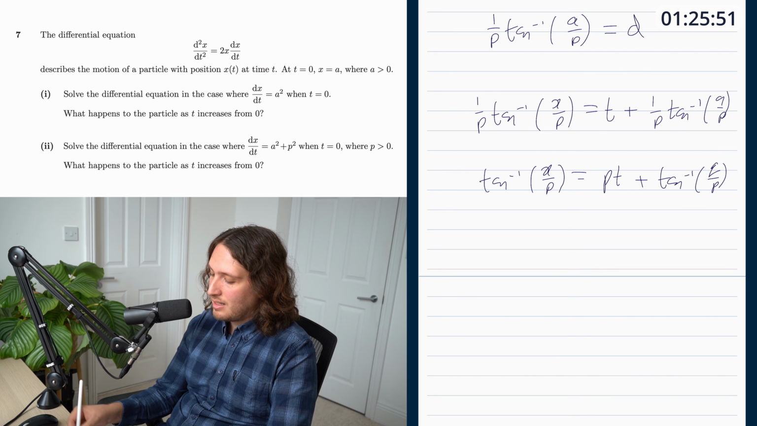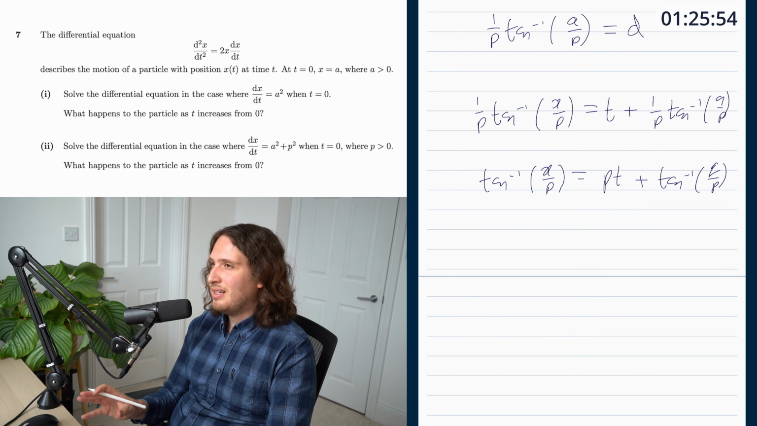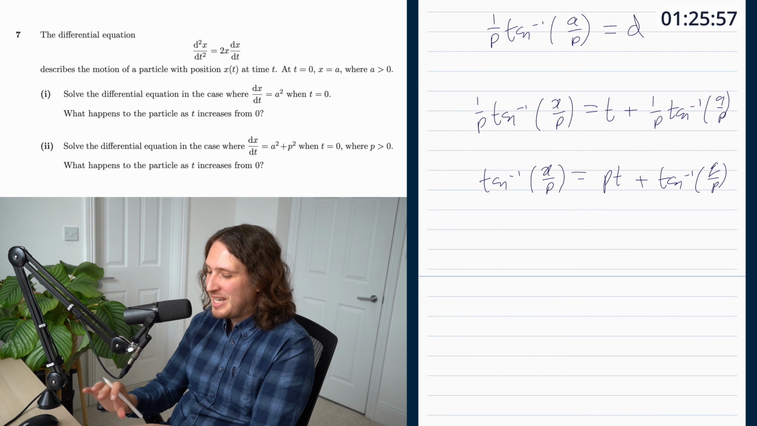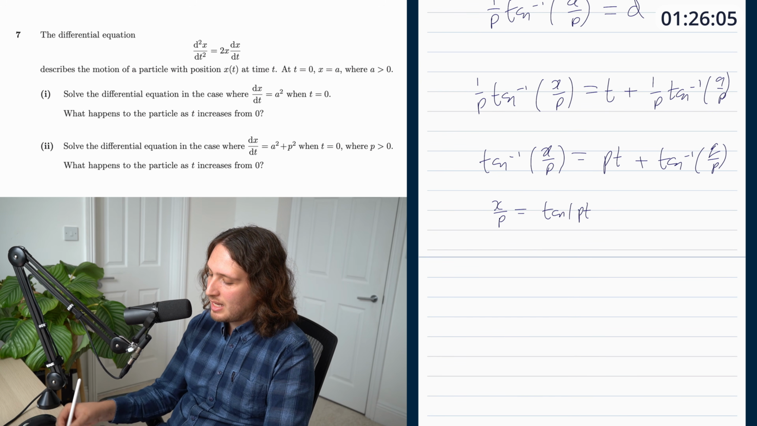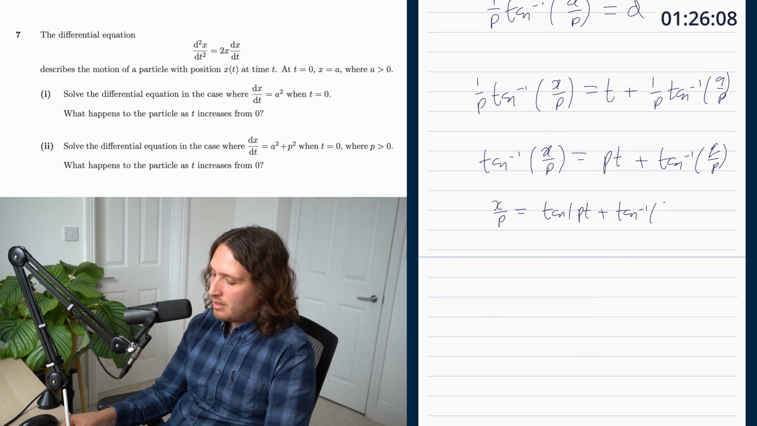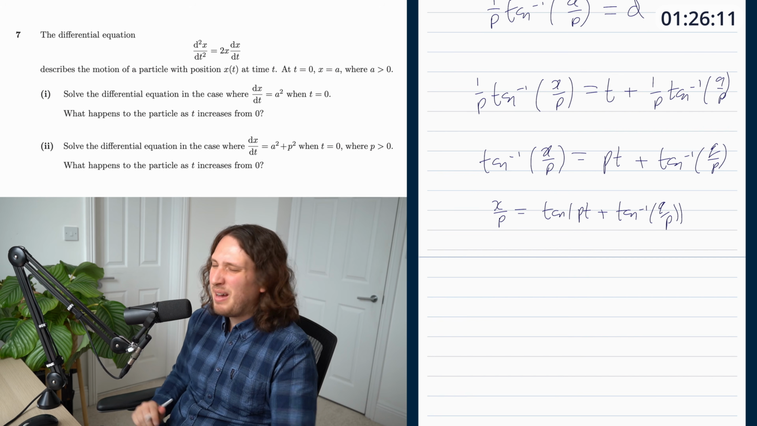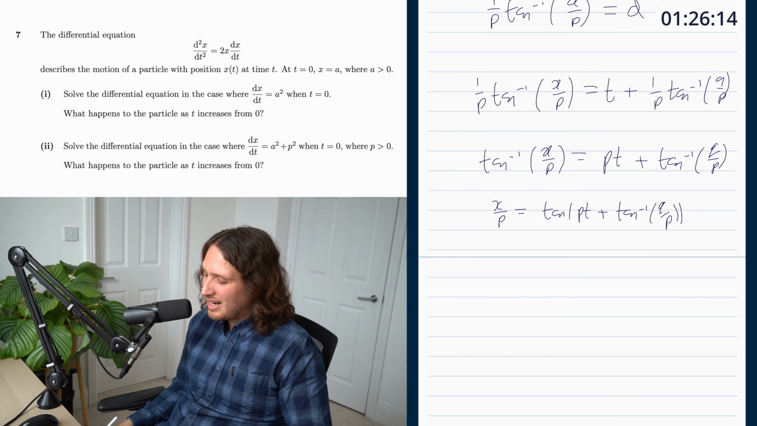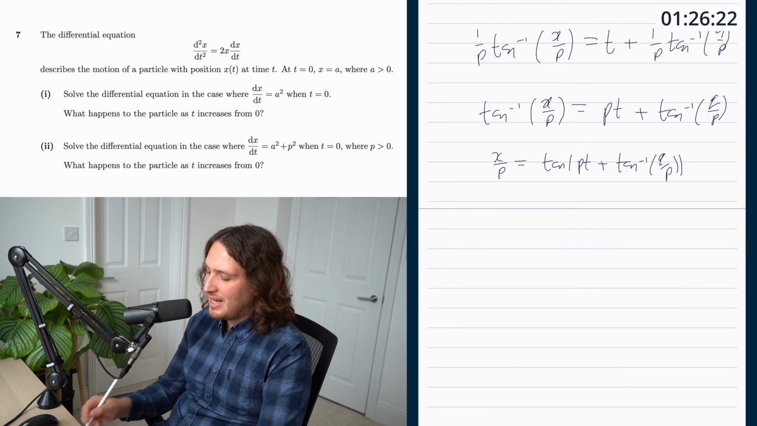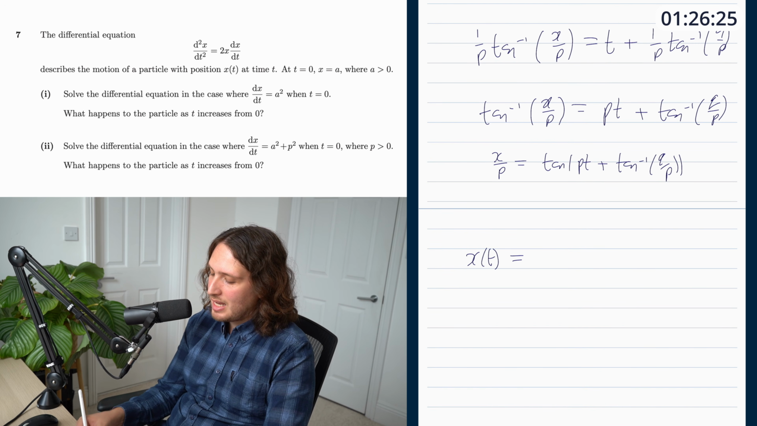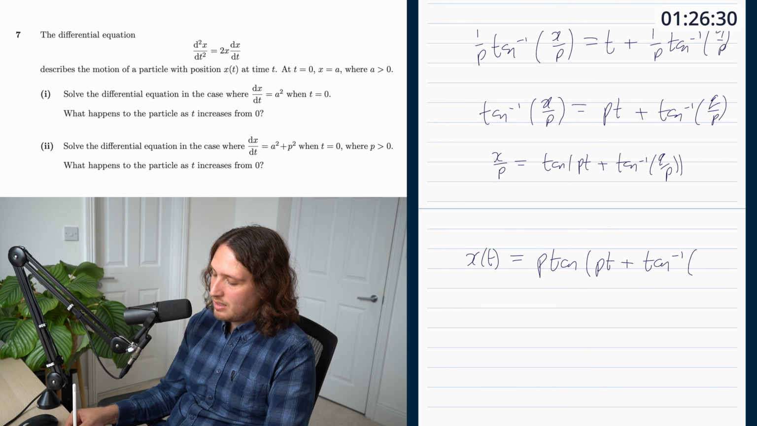And then I guess I'll just take tans. So tan of arctan, I can cancel. It's only when you do arctan of tan that you're going to get a potential plus n pi. So now I get x over p is tan of pt plus arctan q over p. I could use compound angle to expand this out, but it's not really clear to me what it would achieve as such. So I think I'll leave that as it is. So I get that x of t is p tan of pt plus arctan.